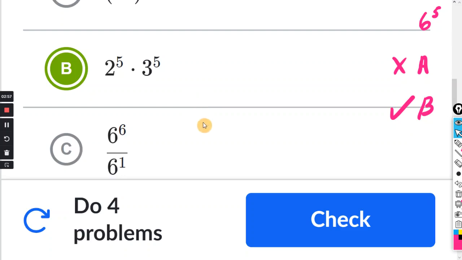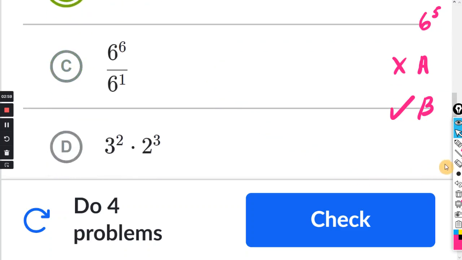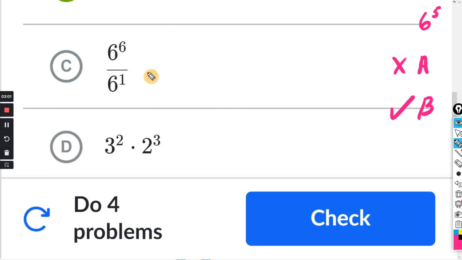All right, so scrolling down, when you divide 2 numbers with exponents, as long as the numbers match, here we have 6 and 6, we can just subtract the exponents going down. So this is going to be the same as 6 to the power of 6 minus 1. And of course 6 minus 1 is just 5. 6 to the 5th matches what we want, so answer C is also going to be correct.